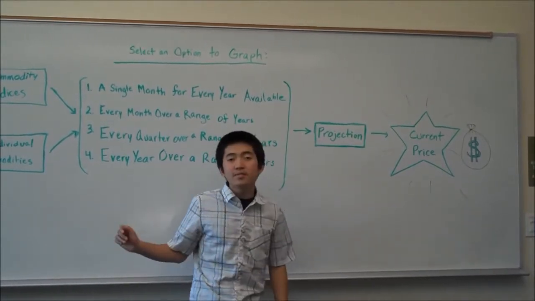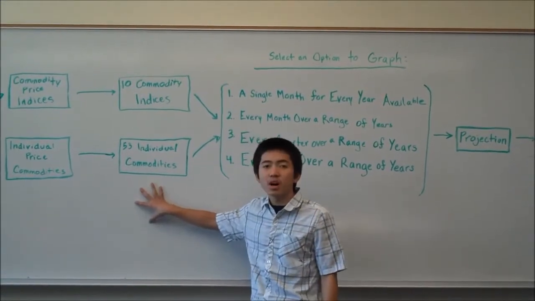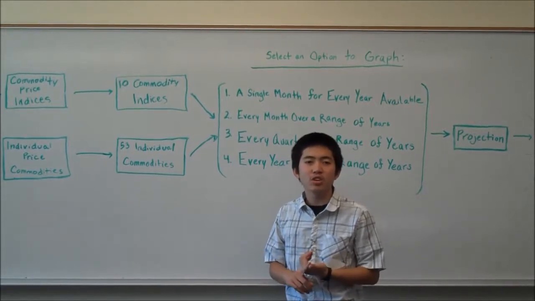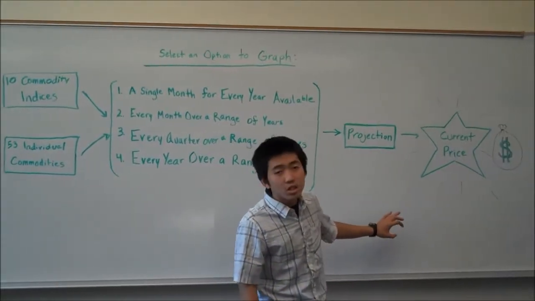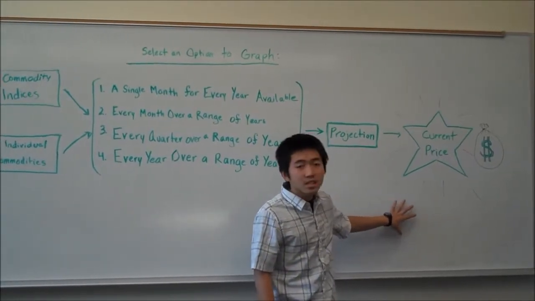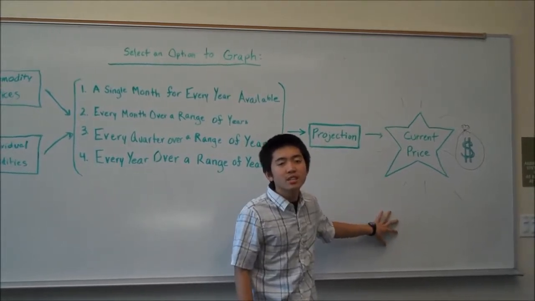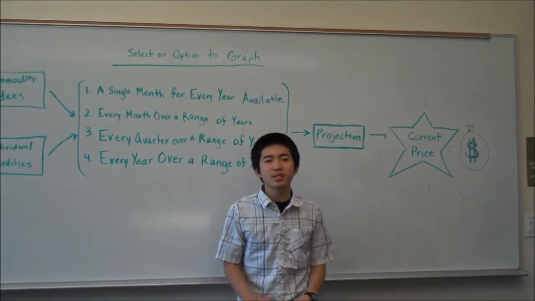If the user selects one of the 5 out of 53 individual commodities, which are cocoa, cotton, copper, aluminum, and crude oil, Midland, Texas, then the GUI will access the internet on the Wall Street Journal and pull out the current data, allowing the user to compare the predicted value and the current value.